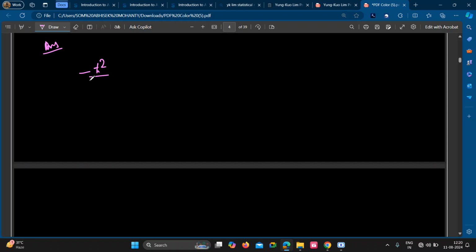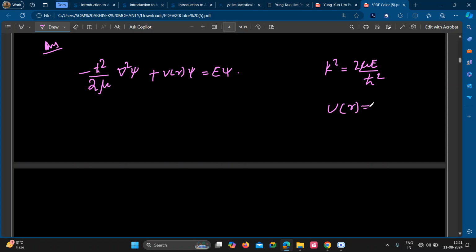Minus h cut squared by 2m, and 2m we will take as 2 mu, del square psi plus V of r psi is equal to E psi, because it is the reduced mass. We know k square is 2 mu E by h cut squared. This is your k square. There is another expression: U of r is written as 2 mu by h cut squared V of r.